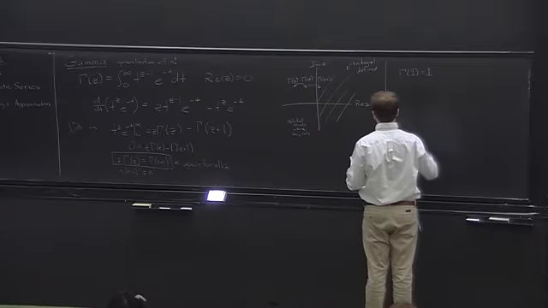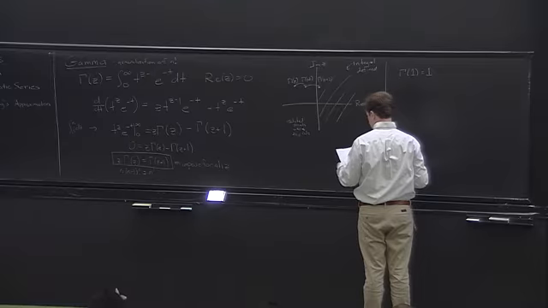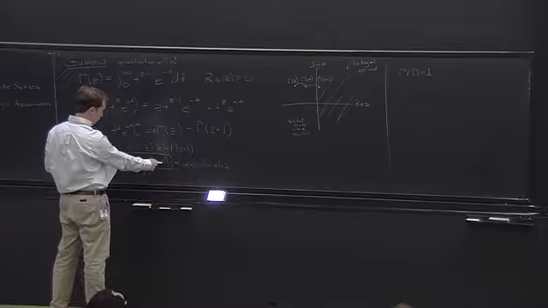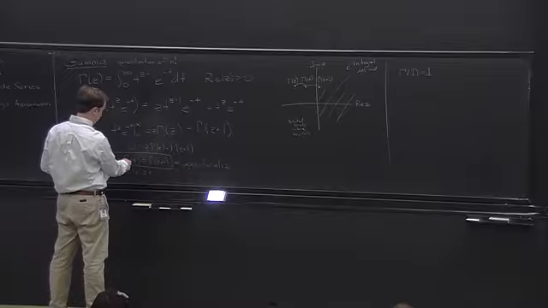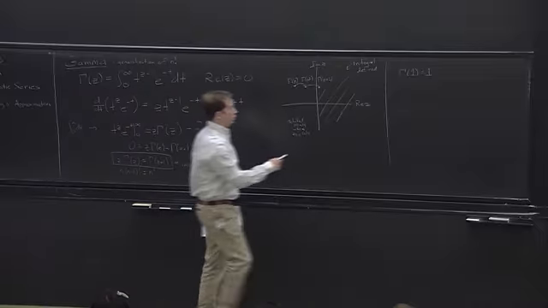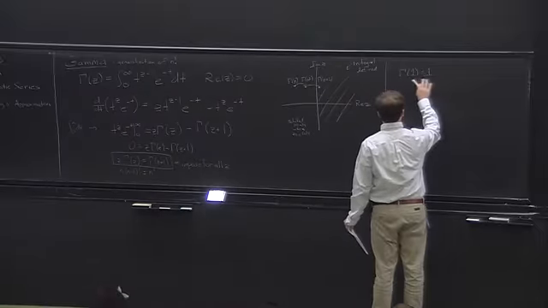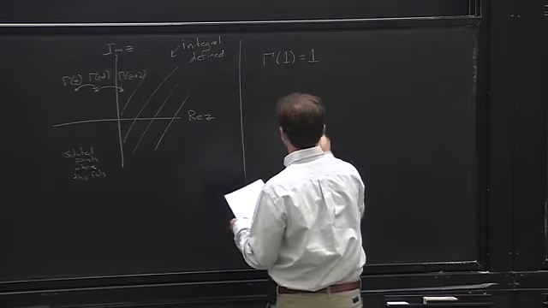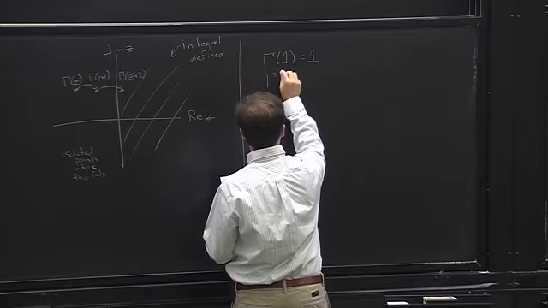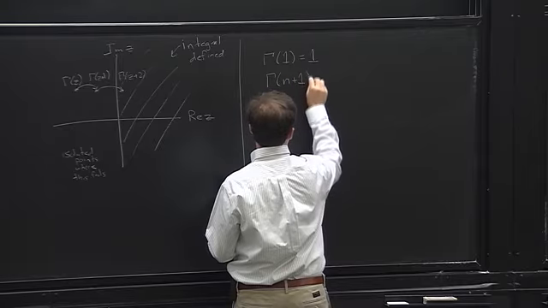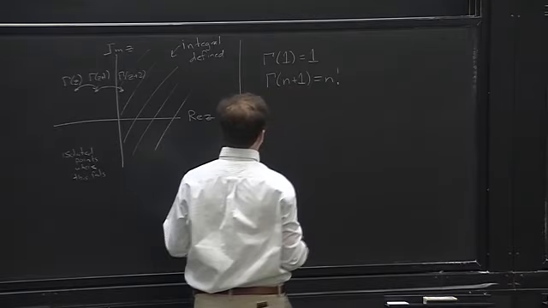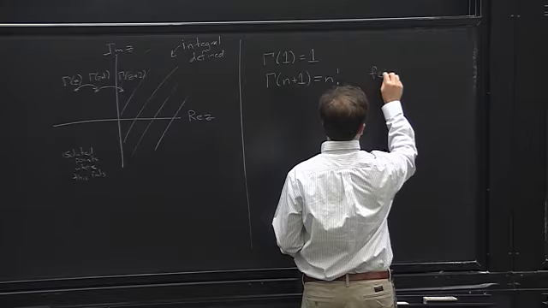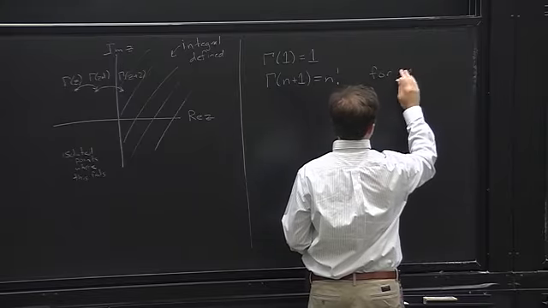And so we know that gamma of z plus 1 is z times gamma of z. So together with this initial condition, the functional relation tells us that for integers, gamma of n plus 1 is n factorial for positive integer n, or non-negative integer n.